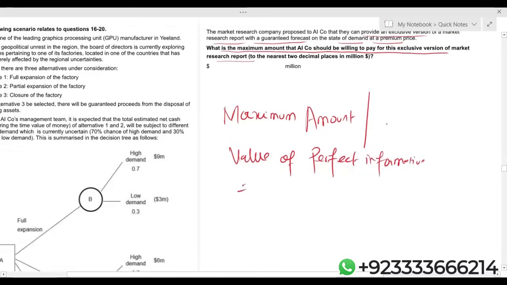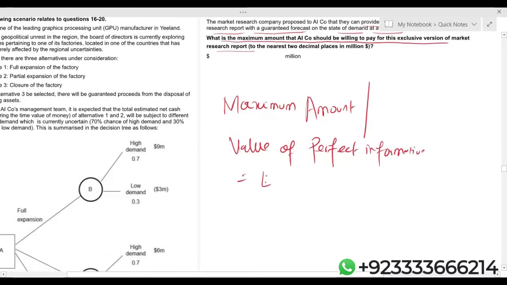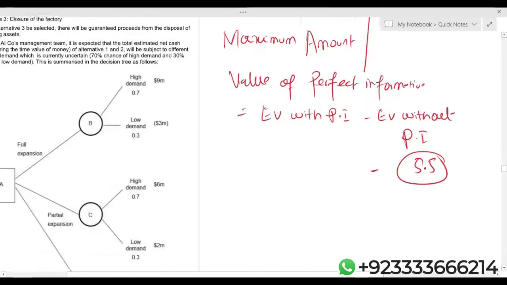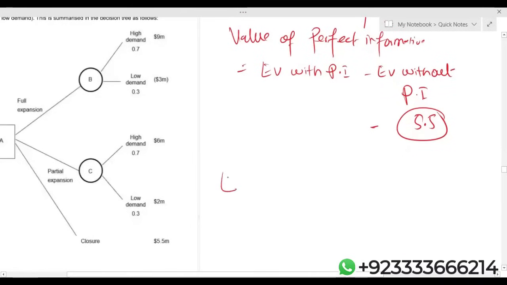it's a difference between expected value with perfect information minus expected value without perfect information. We have already decided 5.5. Without perfect information, we have already decided 5.5. Now let's see with perfect information which one we are going to choose. Expected value with perfect information.